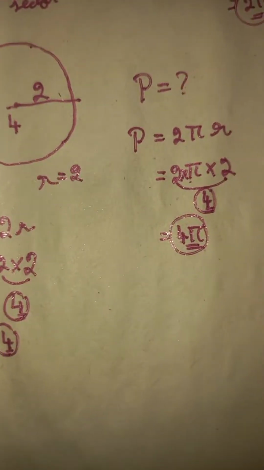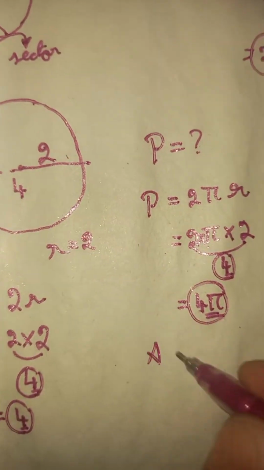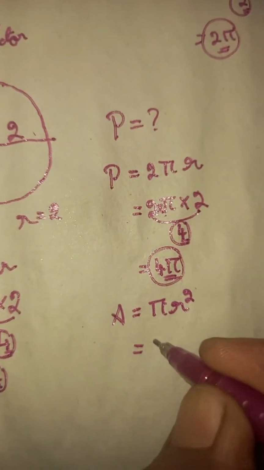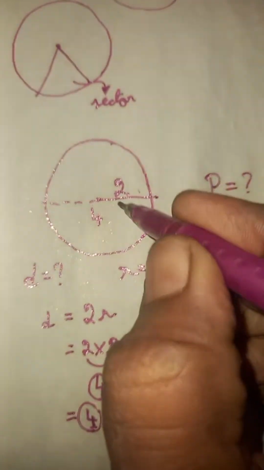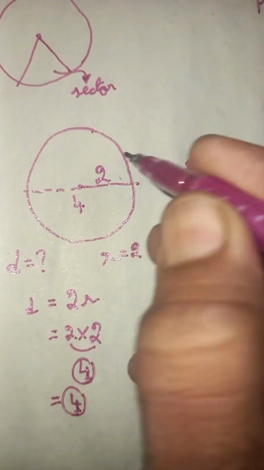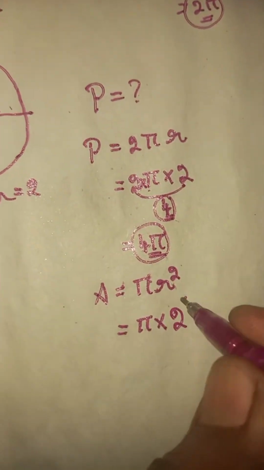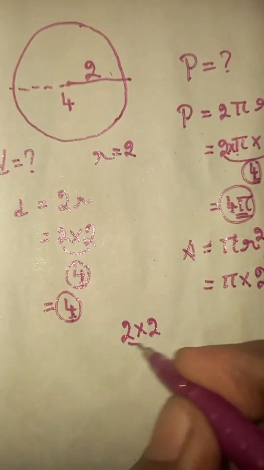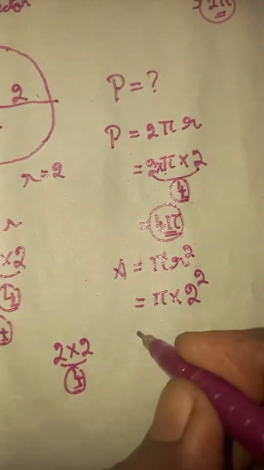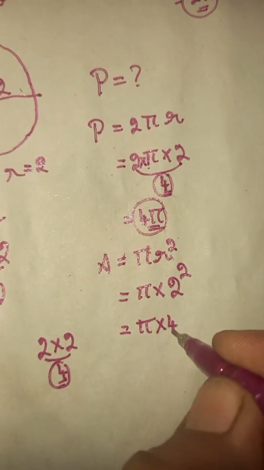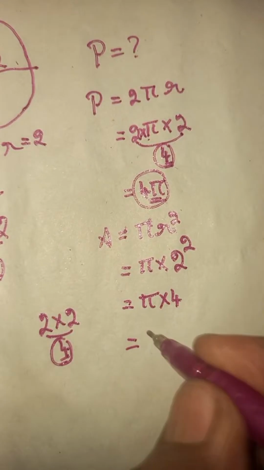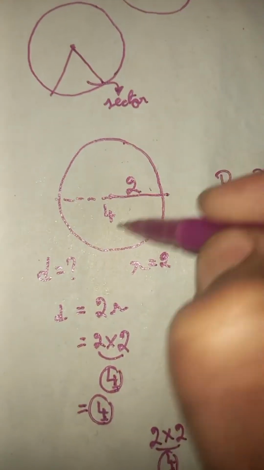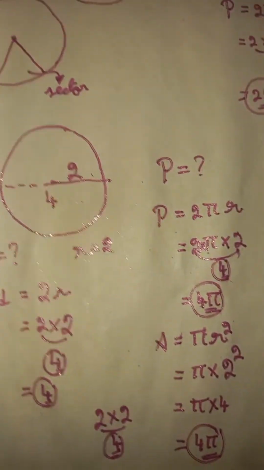Now let's find out what's the area of the circle. Area of the circle can be written as pi r square. Here you can write it as pi times, this is the radius which is 2 units, pi times 2 square. 2 square means it is nothing but 2 times 2, which is 4. So it becomes pi times 4 units. Pi times 4 means 4 pi square units is the actual area of the circle. The space this occupies is area.